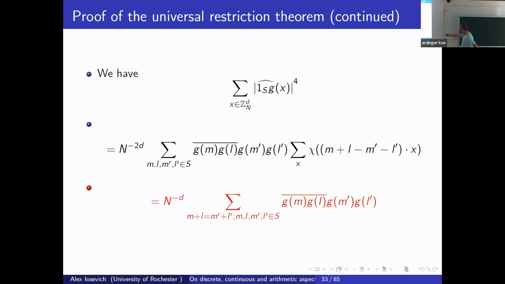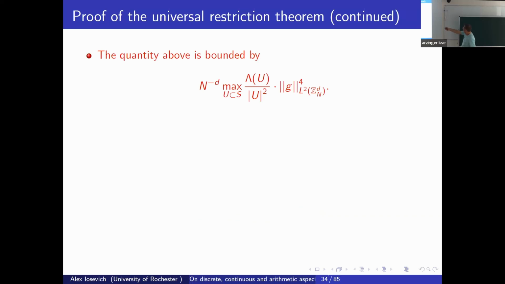So if you do this, imagine that G is an indicator function of a set, and let's call this set U. Then what do you get? You're just solving the equation M plus L equals M prime plus L prime over the set U. So what you're going to get is N to the minus D, which was inherited from before. Now you get lambda of U divided by the size of U squared times the L2 of Z and D norm to the power of 4.